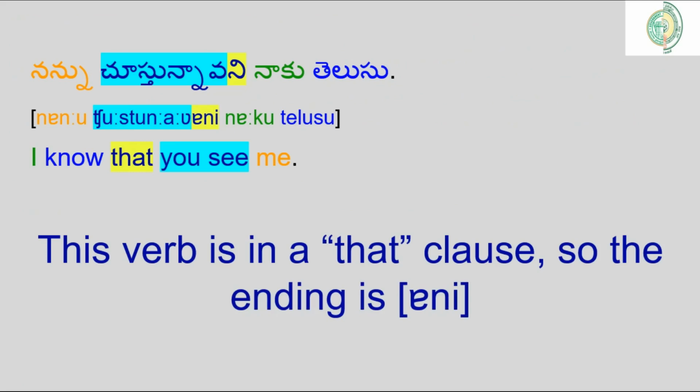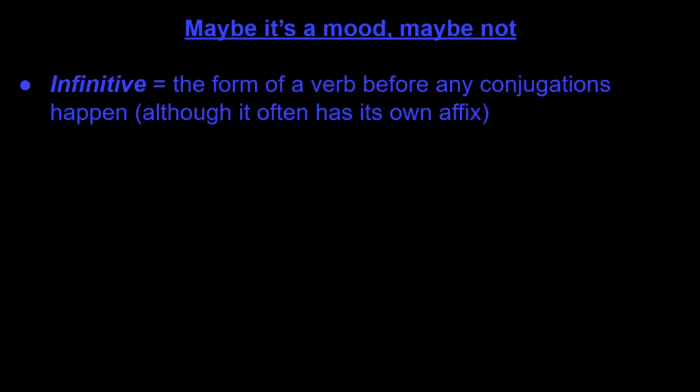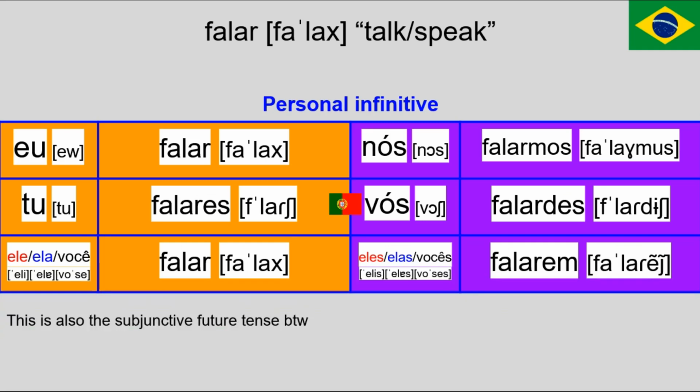In Telugu, for example, any verb in the subordinate clause will replace the final vowel with ani, while in Amharic, non-past verbs remove the alle part of the suffix. And finally, something else that's generally not considered a mood, the infinitive, which refers to the verb without any conjugations on it, normally. It may still be called a mood if there's more than one form though, like in classical Latin, where different tenses and voices have different infinitives, and Portuguese, which has forms of the infinitive conjugated for people known as personal infinitives.